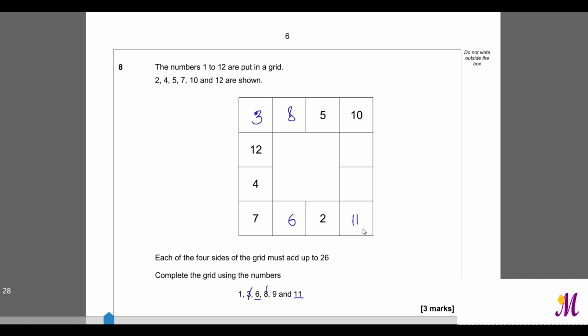I think it should be wrong, because if you have 10 here and 11 here, you have 21 already. And then the rest of the numbers are only 9 and 1. So it's not possible. If you add 21 to 9, then it makes 30. So instead of 6 and 11, I'll cross this out. 11 should be here, and then 6 should be here. So 10 and 6, they're 16. And then we have 1 and 9. 1 and 9 should be here. Let's check. 16 plus 1 and 9. 16 plus 10, it is 26. So this is okay.